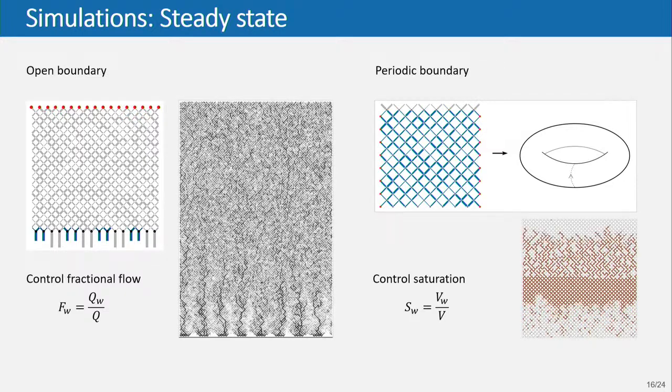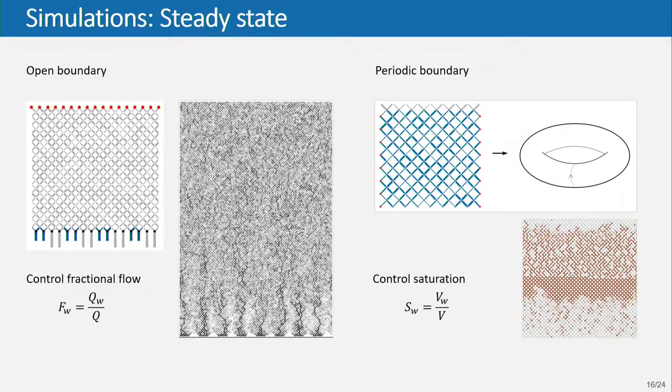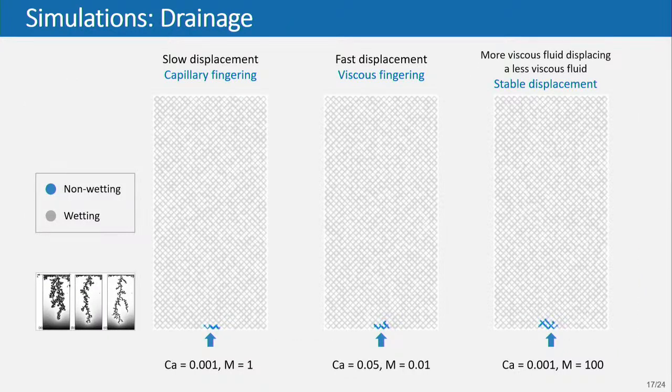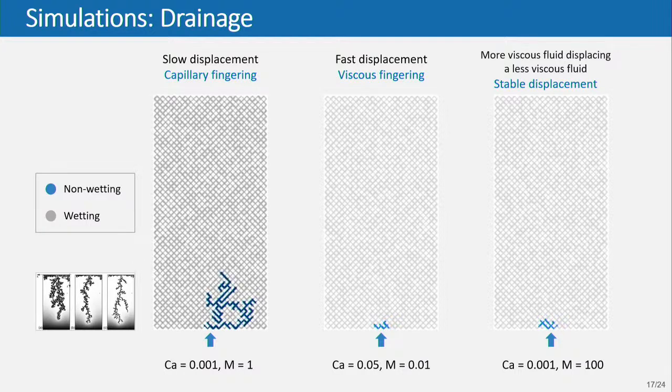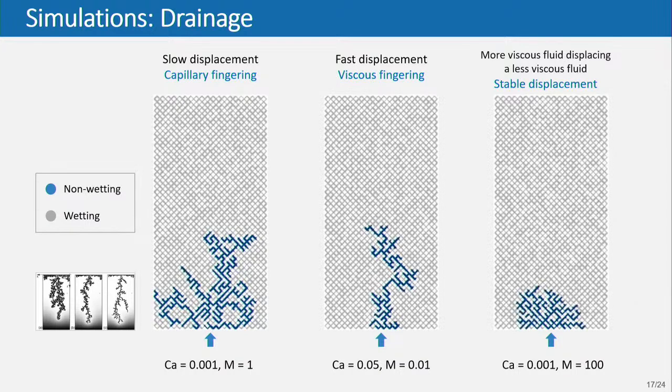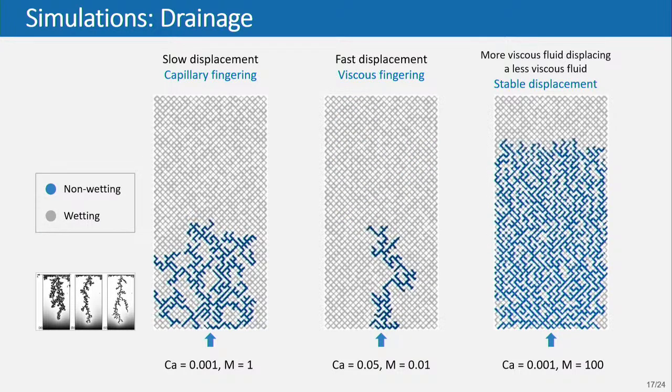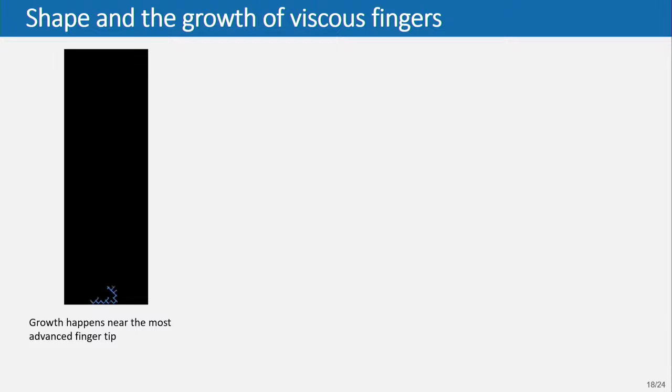Here you can see the viscous fingers, and here is the stable displacement type. And then we can do it for drainage simulations also. These are capillary fingerings in this regime, and you can see this growth is governed by the local disorder in the capillary forces, and then this is viscous fingering. The model can also generate stable displacement when you inject a highly viscous fluid into a low viscous fluid. And these are the results.